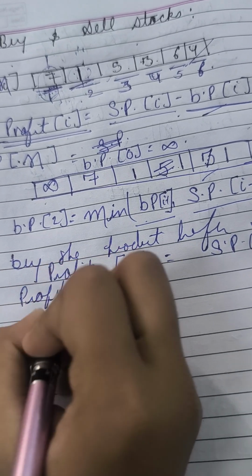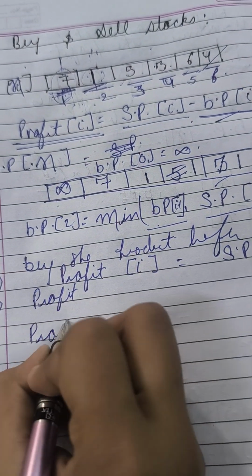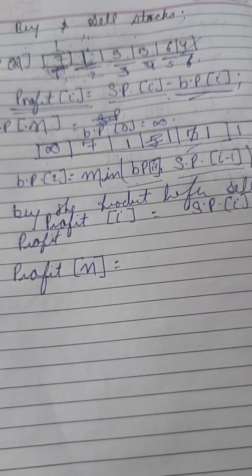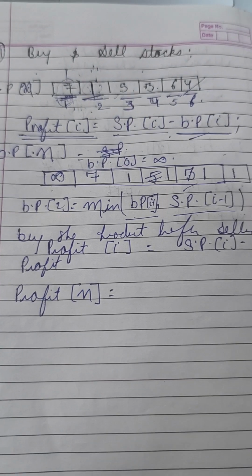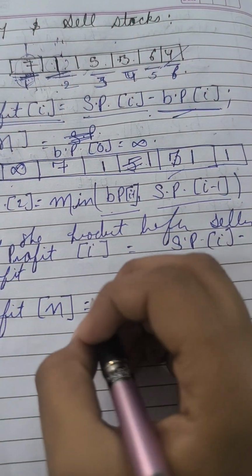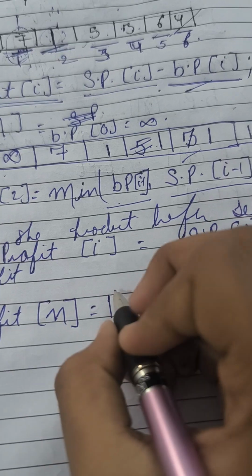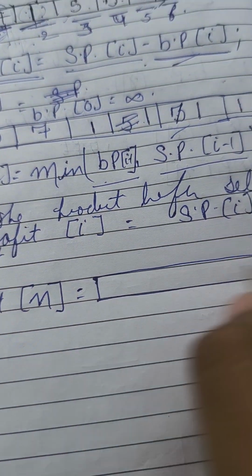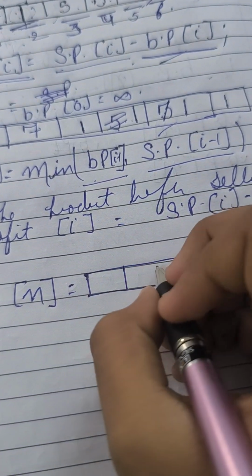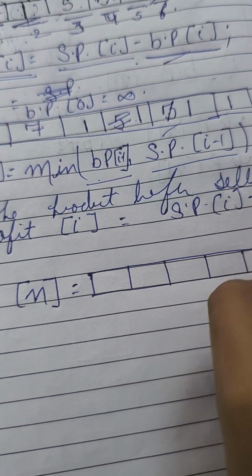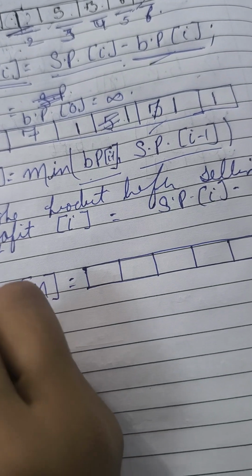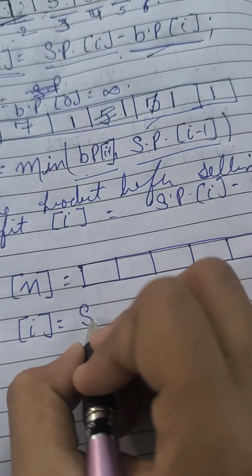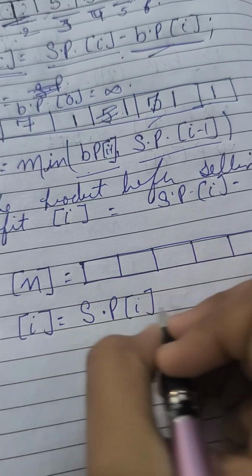So now for profit I am creating one more array. Right now, as I am dry running it, I am creating it of n elements only, the elements which are stored. Otherwise I have shown you earlier how the constraints are given. You don't have to worry about that. Okay. So profit of n is going to be three, 4, 5. So profit of I is going to be selling price of I minus buying price of I.